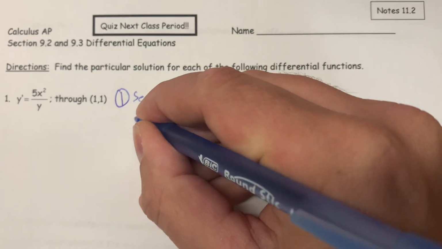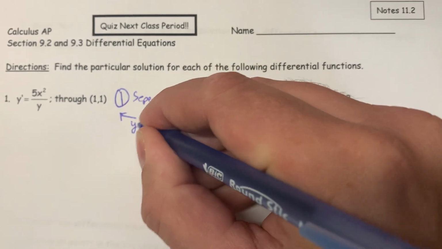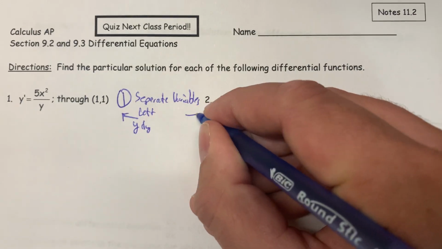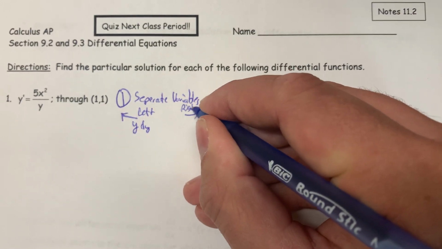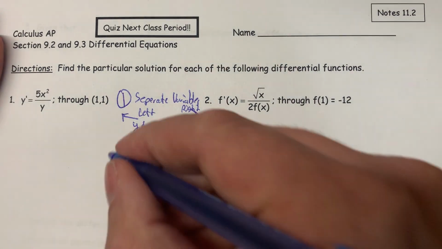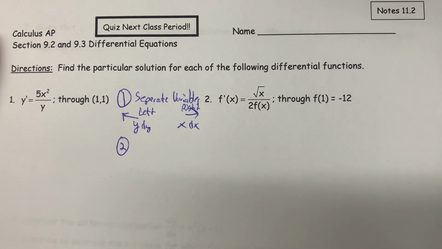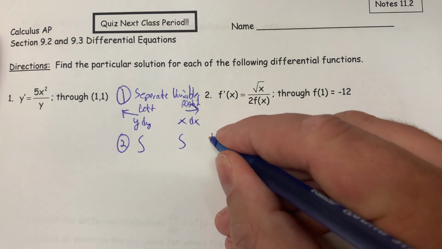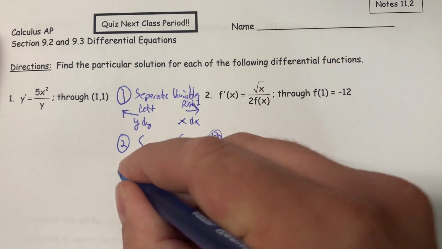And what's always going to happen is we're going to have the y's and the dy's on the left side. And on the right side, we're going to have the x's and dx's. So that's what we're going to end up having. Then, after we separate variables, we need to integrate both sides. And there'll be a plus c on this side from the integral.